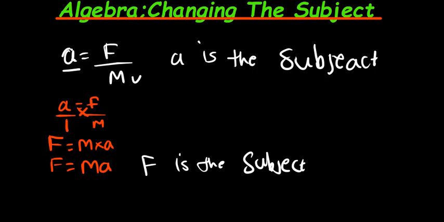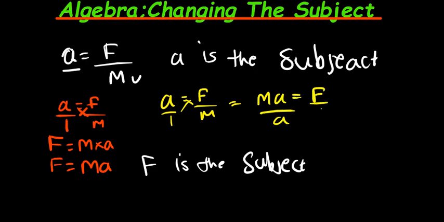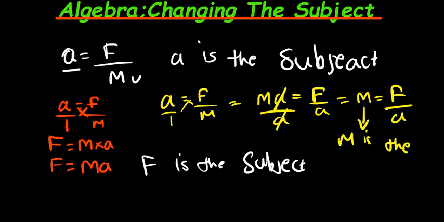Now, what if we want to make m the subject of the formula? We can just say a = f over m, which is over 1. We cross multiply. We're going to get ma = f, over a over a. The a and a will divide. This will be m = f over a. In this case, m is the subject. I hope we have now understood how we can make something the subject of the formula.